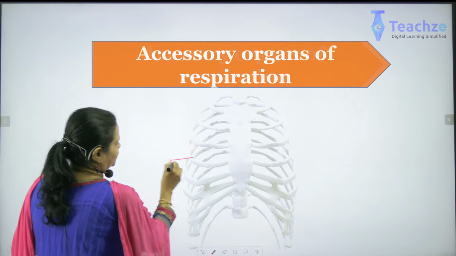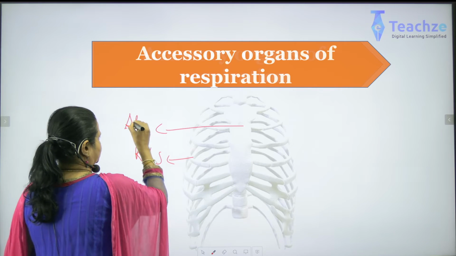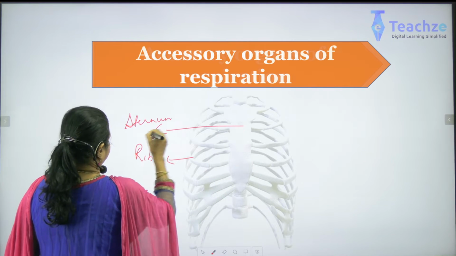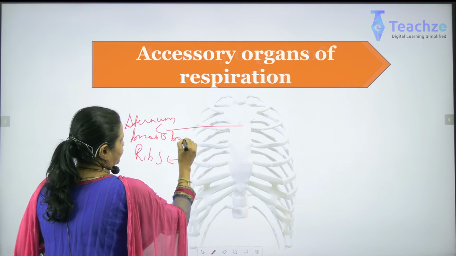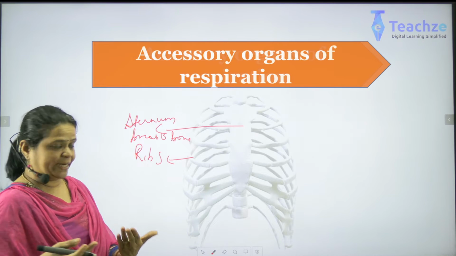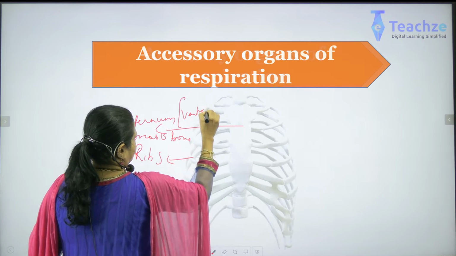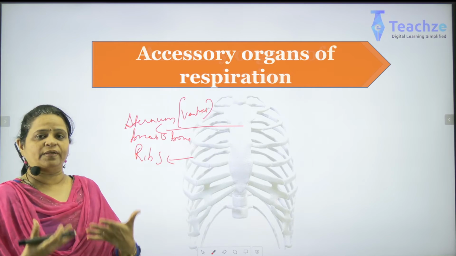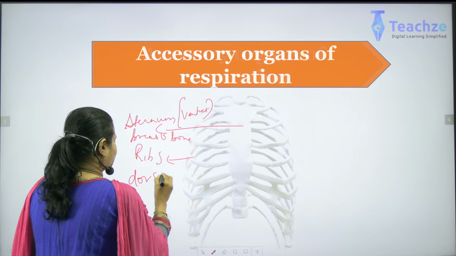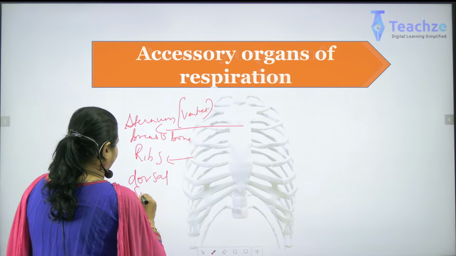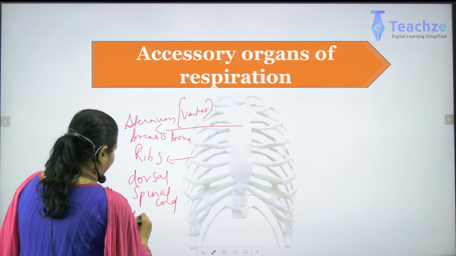Now, these are the ribs. This is the center portion, which is called the sternum or the breastbone. And remember, this is your front side. That means it is ventral in position. So the sternum or the breastbone will be on the ventral side, and the back portion, that is the dorsal portion, you will have your backbone or the spinal cord, which is enclosed in a vertebral column.